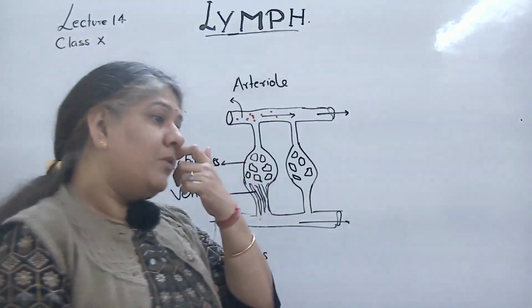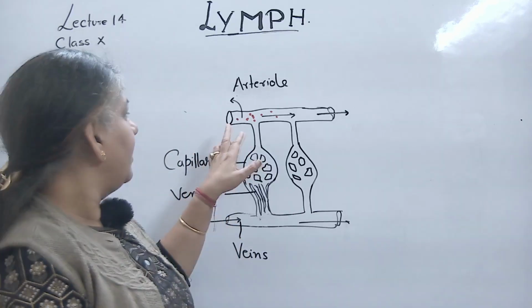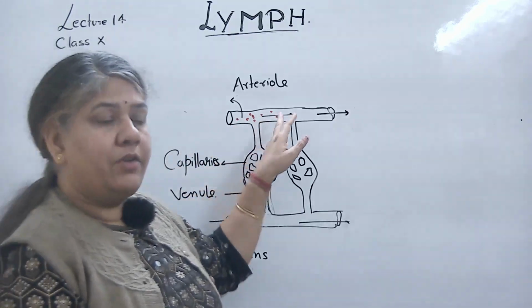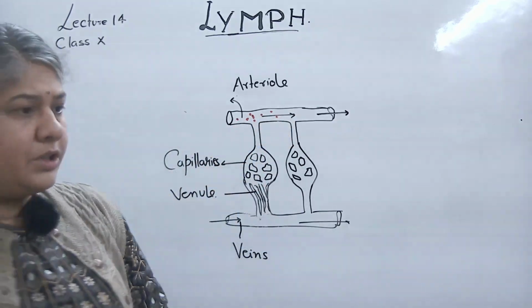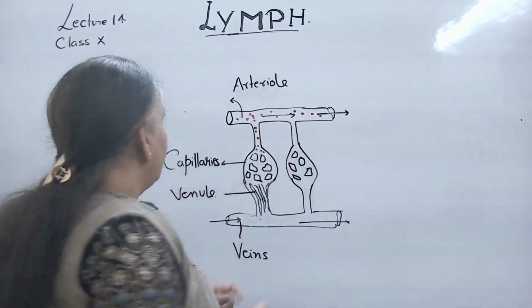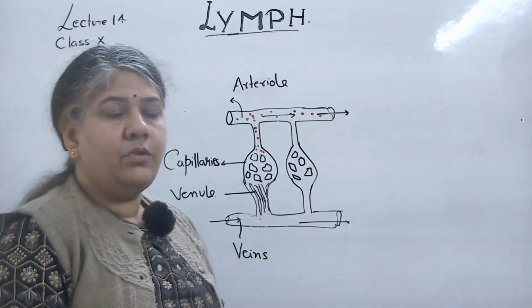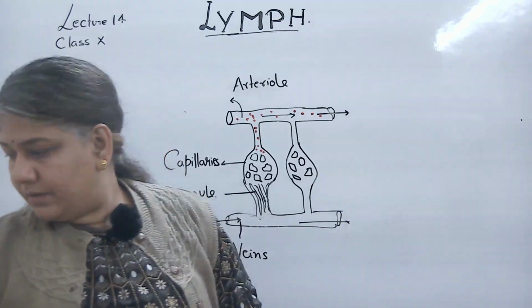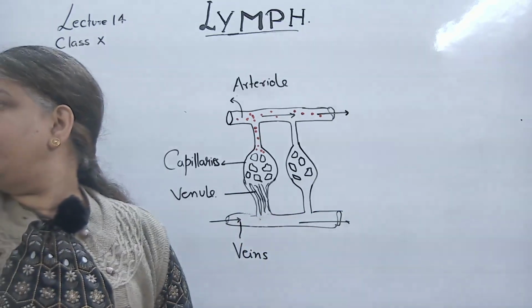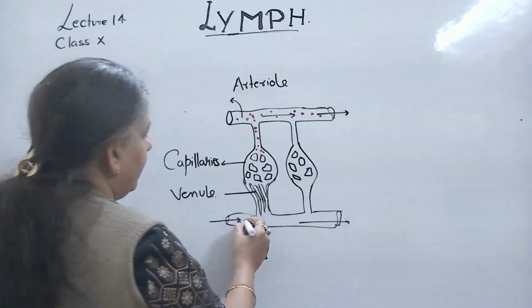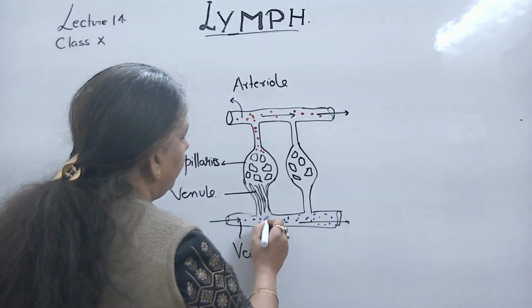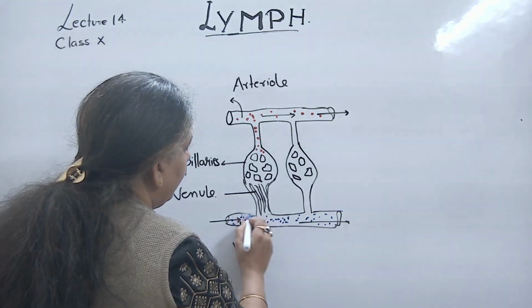See, the concept of lymph you should understand from this diagram. When blood enters arterioles, it is oxygenated blood. It enters the arteriole, then diffusion will take place in capillaries, and then deoxygenated blood is received in the veins. So this all we discussed in the previous video, how the blood flows.